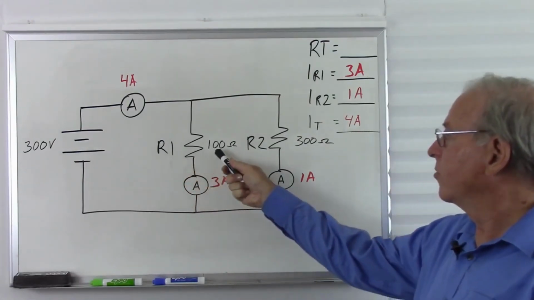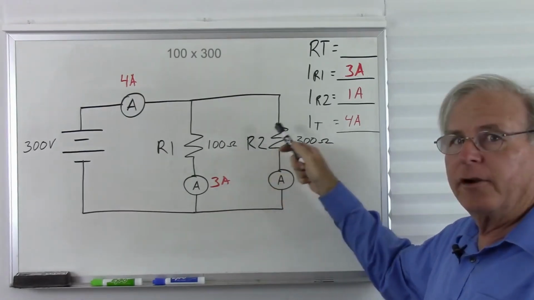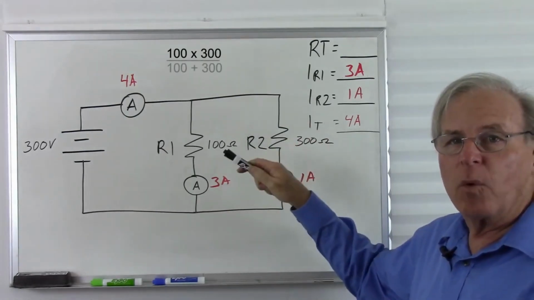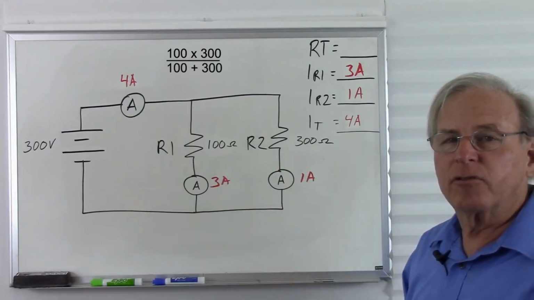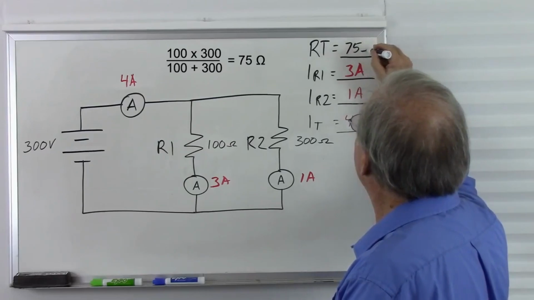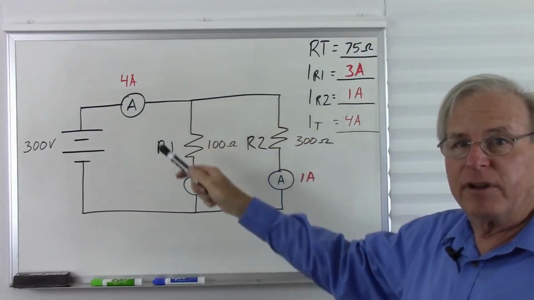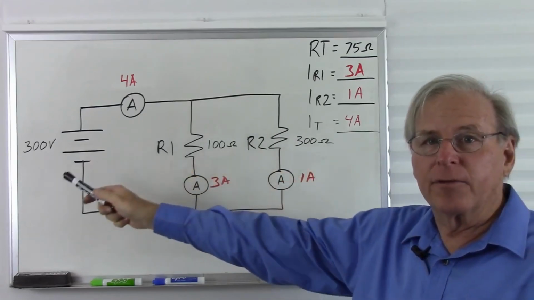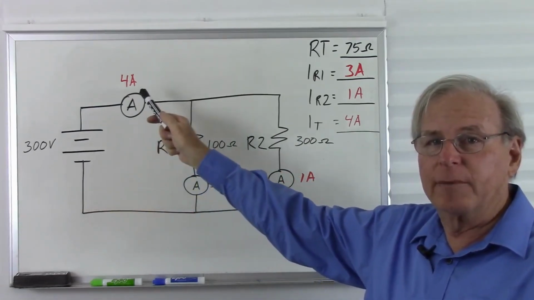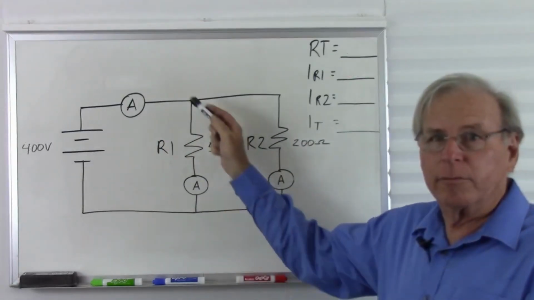So our total resistance is going to be 100 ohms in parallel with 300 ohms. So 100 times 300 divided by 100 plus 300 gives us a total of 75 ohms. Let's see if this works out. So if we have 75 ohms and divide that into 300 volts, we should get 4 amps, which we do. So this works. Let's try a similar one for practice.